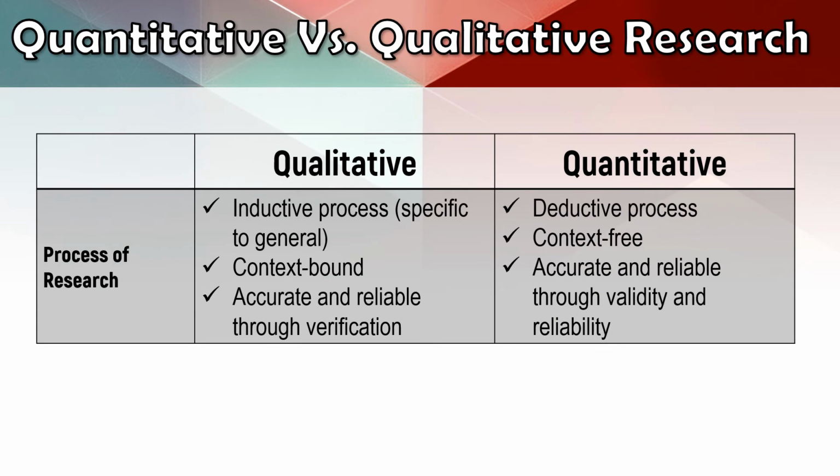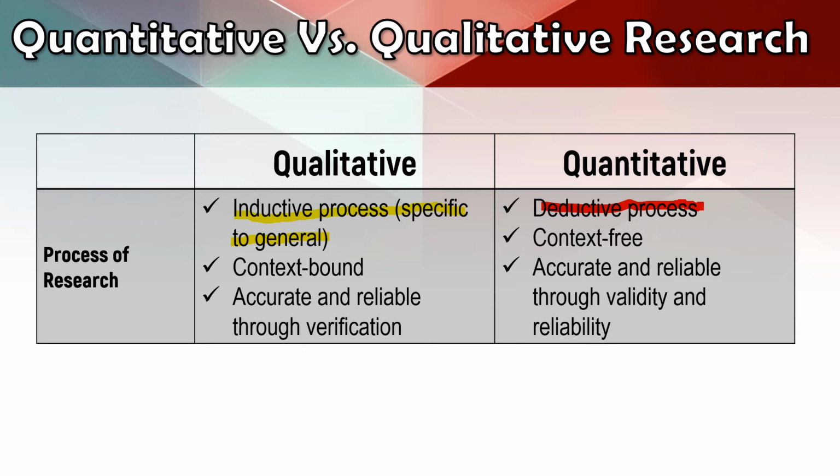Now, the last consideration when it comes to the difference between qualitative and quantitative is the process of research. Okay, we have 3 points in determining the process of research between the two. Number one, qualitative research is inductive, specific to general, while quantitative is deductive process or general to specific. I'm sure you have heard the words inductive versus deductive.